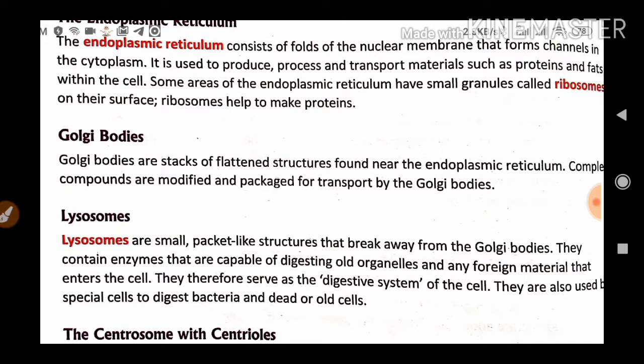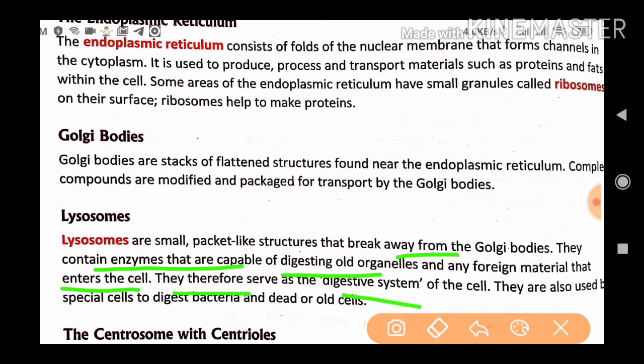Lysosomes are small packet-like structures that break away from the Golgi bodies. They contain enzymes that are capable of digesting old organelles and any foreign material that enters the cell. They are therefore the digestive system of the cell.